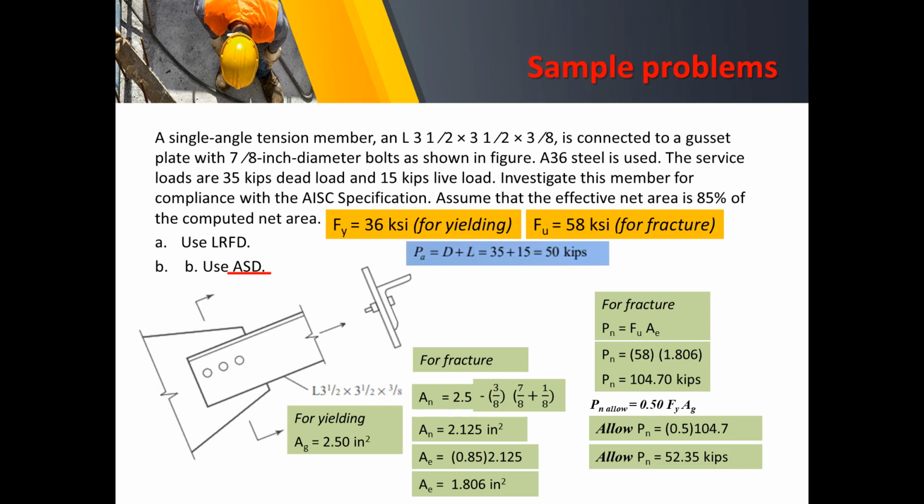And again, comparing that to the sum of your dead load and live load, 50 kips, still that is greater than your service load, 50 kips, and that is still compliant, and failure would not be observed because your member could still resist the service load in terms of fracture strength using ASD.